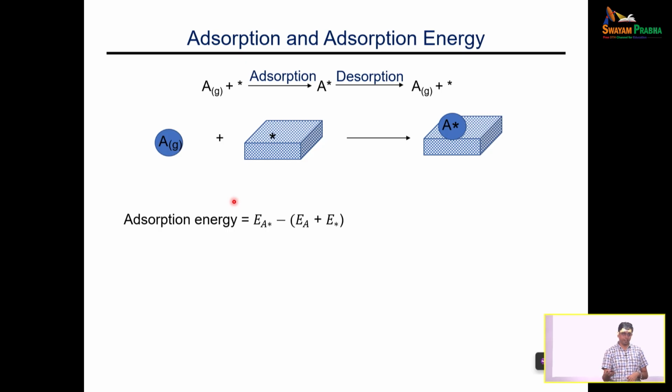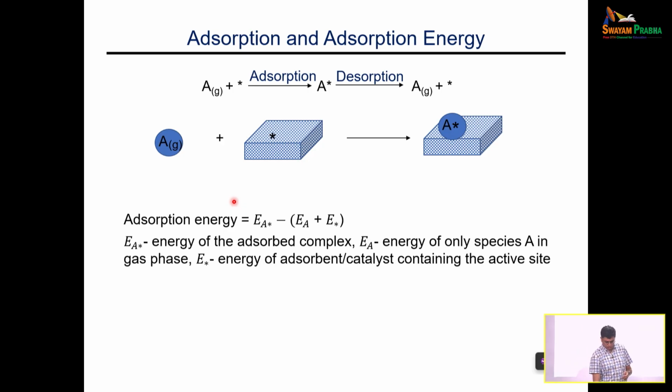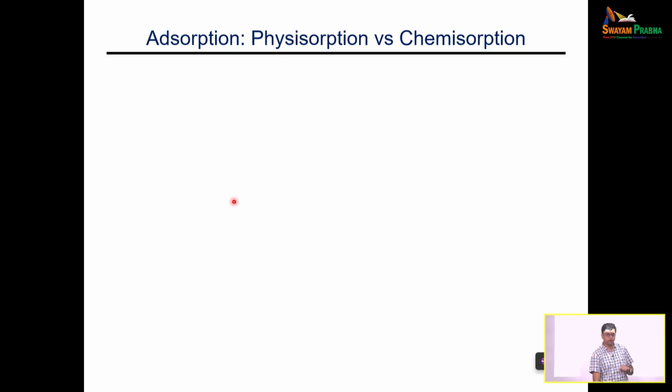If this is negative, we say that's favorable adsorption, and in reality adsorption is expected to release heat, or the reaction is supposed to be exothermic. If it's positive, you don't expect the adsorption to happen, and that's something you don't expect to see. So this is the definition that we're going to look at.